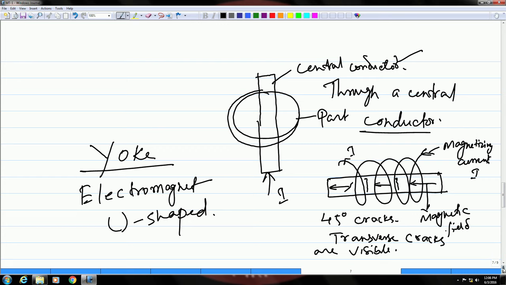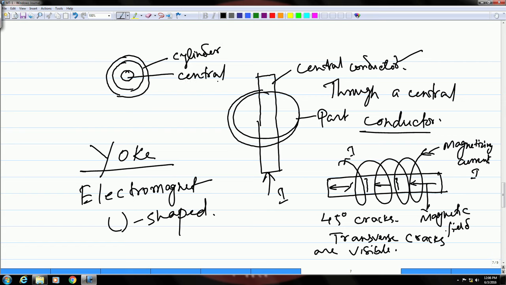And cracks which lie along 45 degrees will also have good visibility. When you have a central conductor, depending on the size of the part, you have to place it. If it is a small cylinder like this, then you can place it at the center. This is the cylindrical part that is being examined, and this is the central conductor which is carrying the magnetizing current. If the part is small, you can place the conductor along the center, so that you can have a uniform magnetization on the surface of the cylinder.